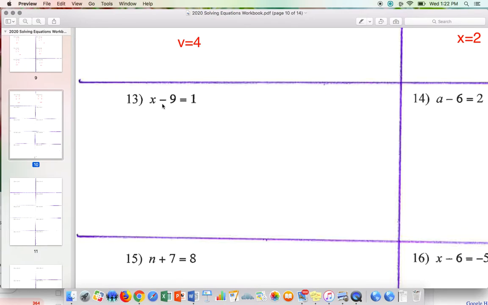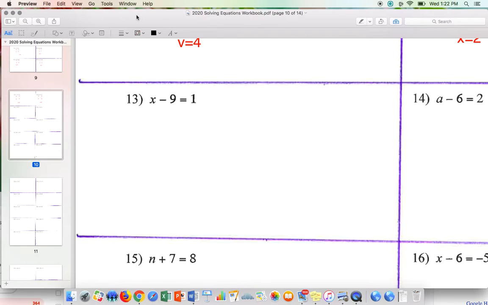What is our inverse operation? Our inverse is the opposite. The operation that we have here is minus, so the inverse is plus. Okay, so I'm going to go to my toolbox so that I can type here. So the inverse operation is going to be plus.